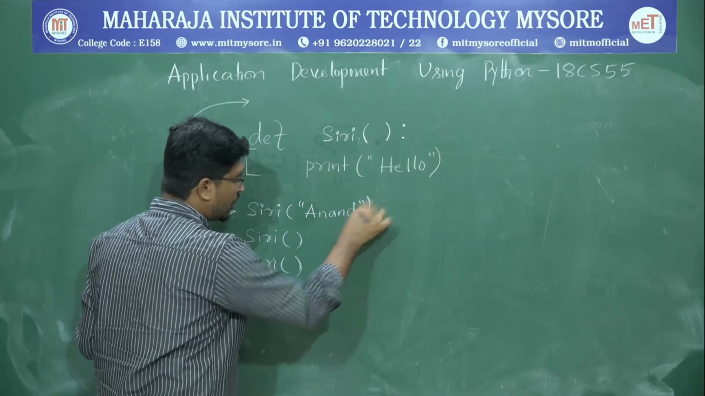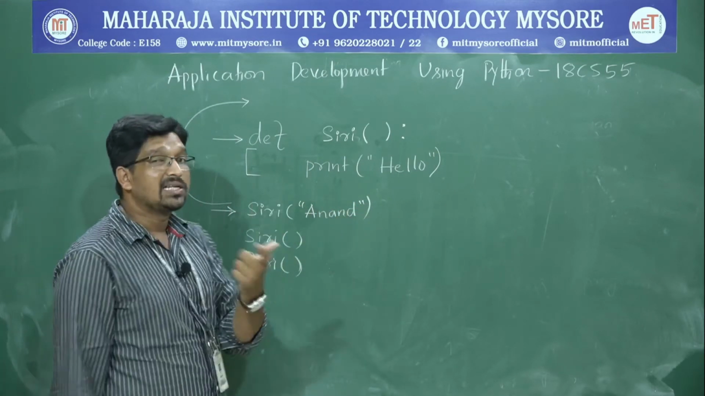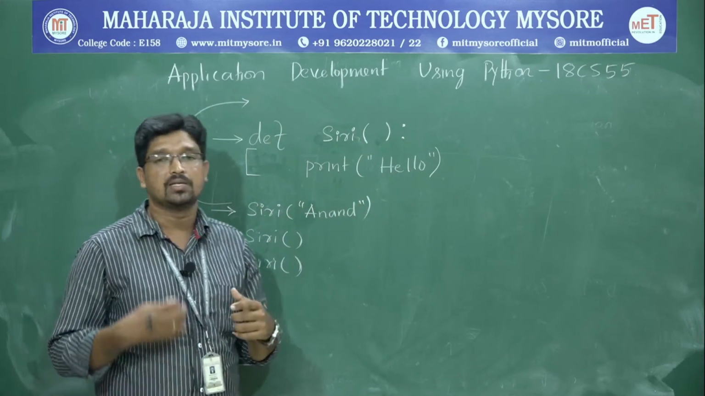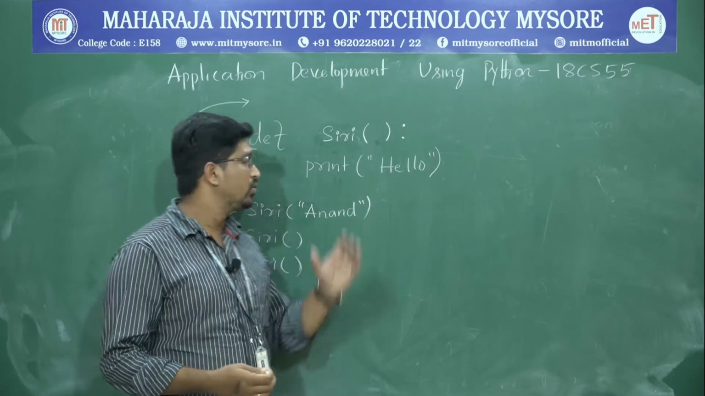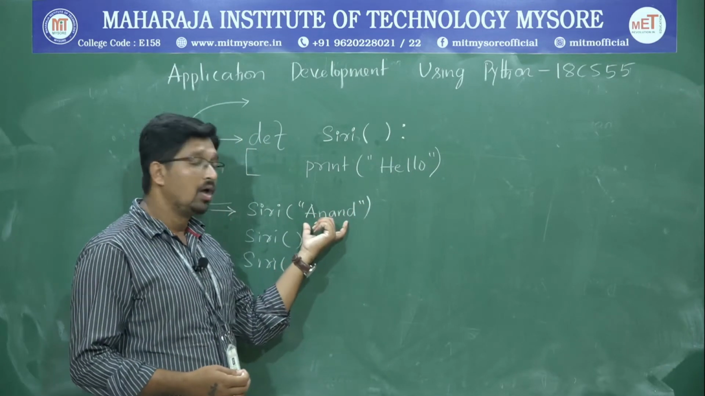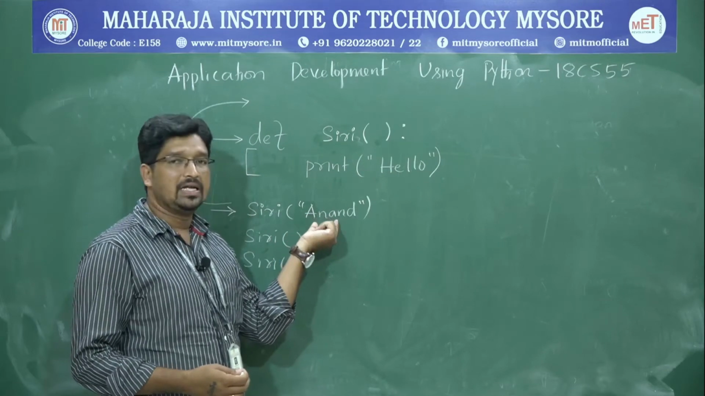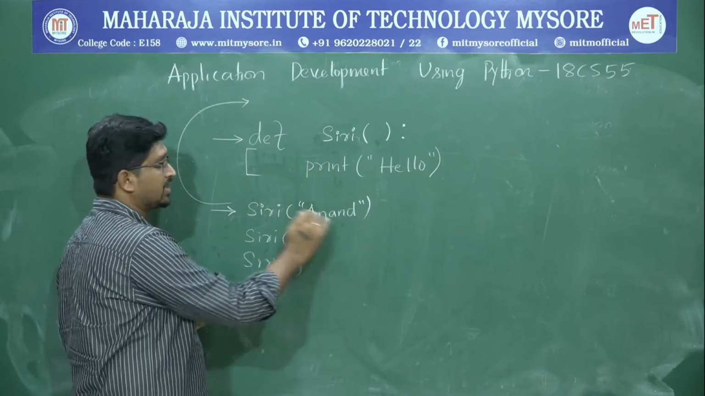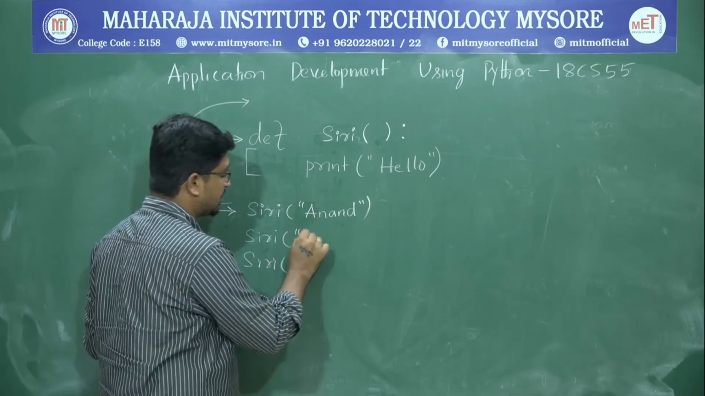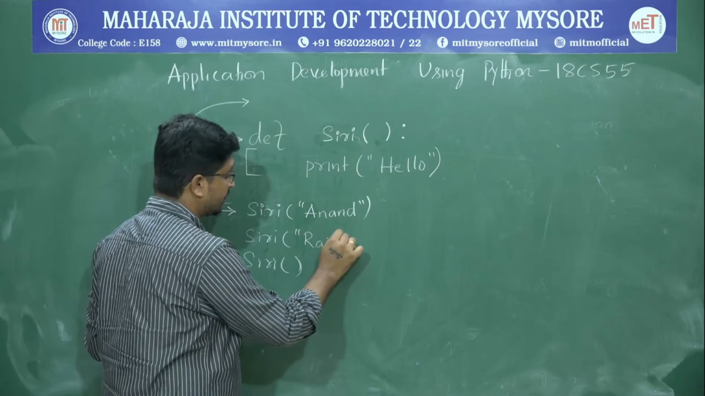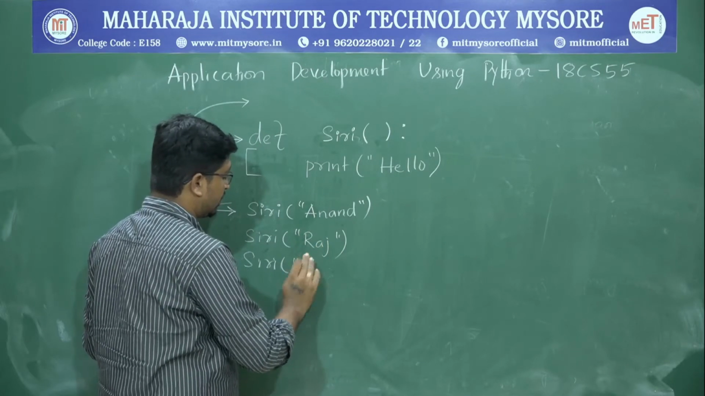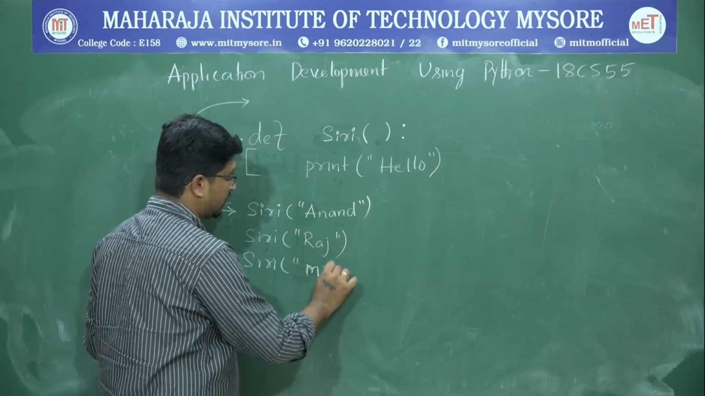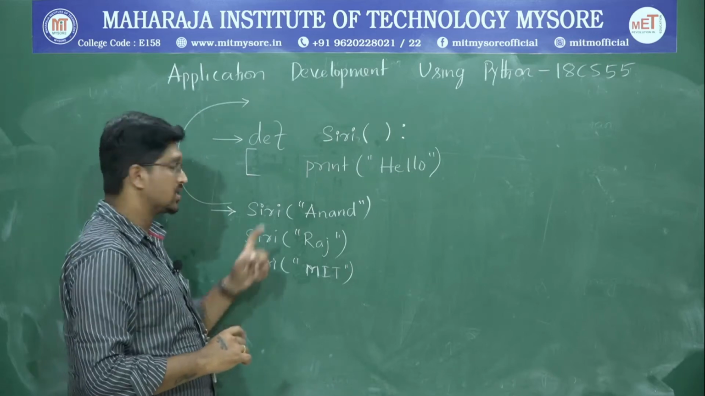So whenever you have a function call, because I am passing string values, they are enclosed with double quotes. If you are passing some float value or integer value, no need to have double quotes. Simply pass float values and integer values. Let us say I said Siri Anand. The same message I say Siri Raj. I say Siri MIT. So I am passing string values.